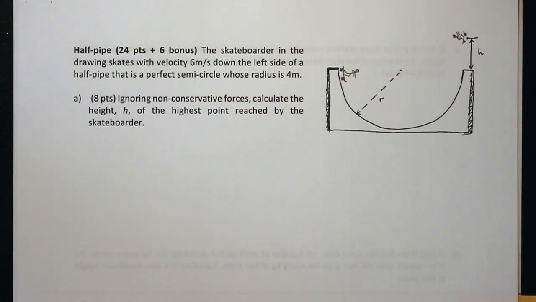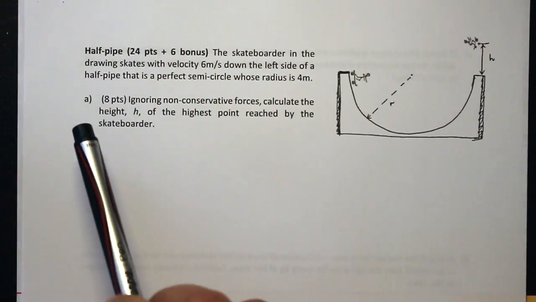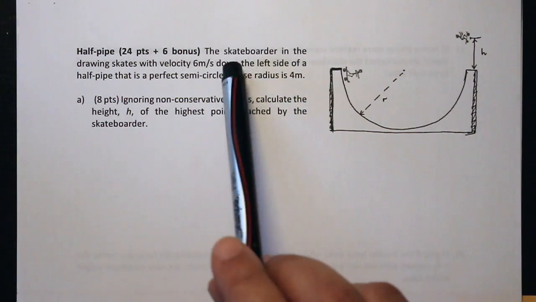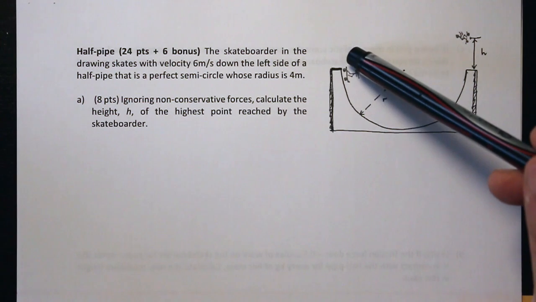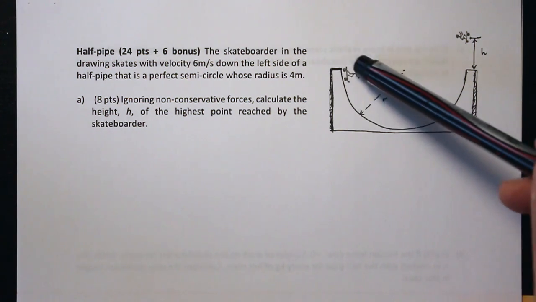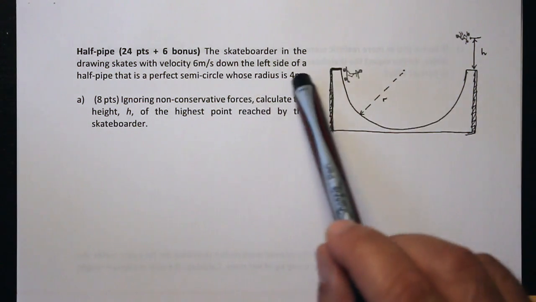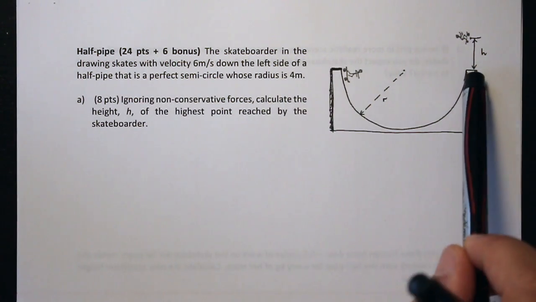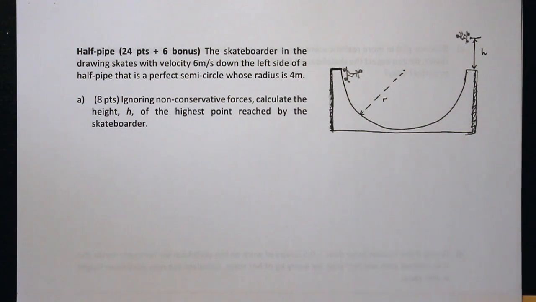All right, so this problem, this half pipe problem, is about a skateboarder who's going down this half pipe. The skateboarder in the drawing skates with some velocity. We're given the velocity at the beginning here, down the left side of a half pipe that is a perfect semicircle whose radius is 4 meters.